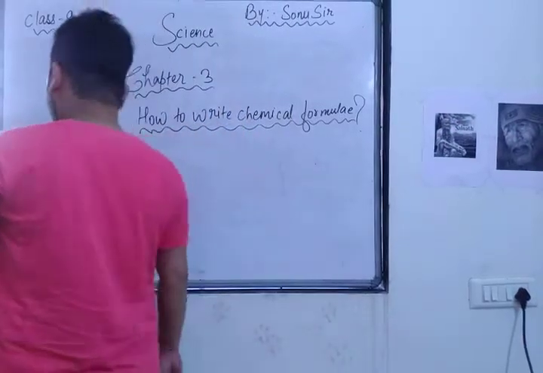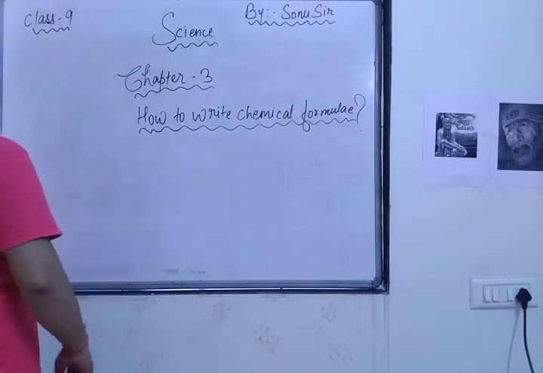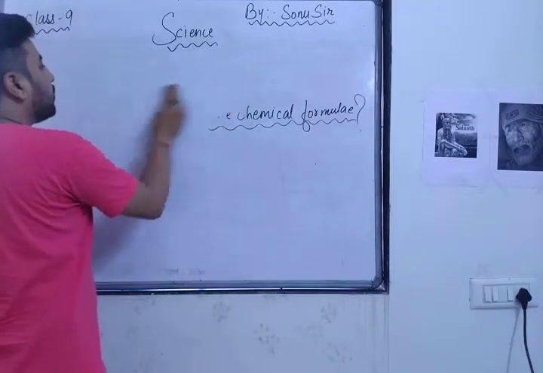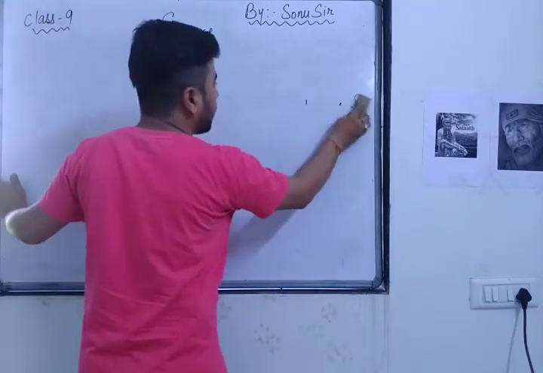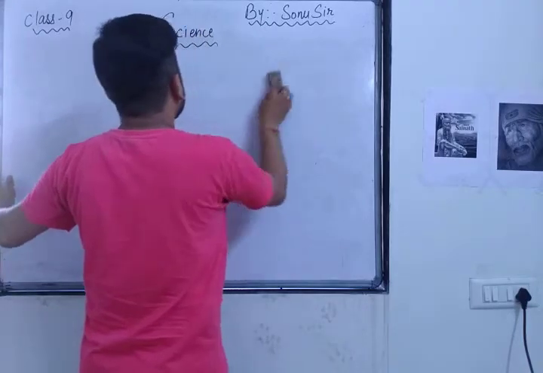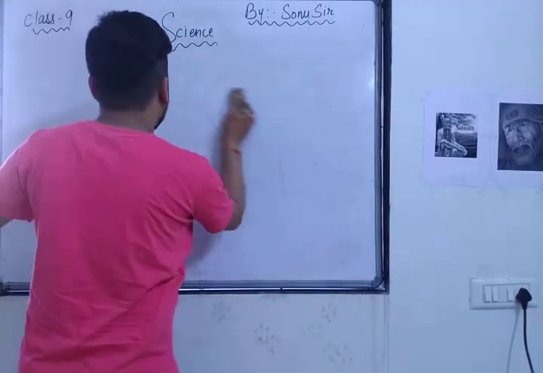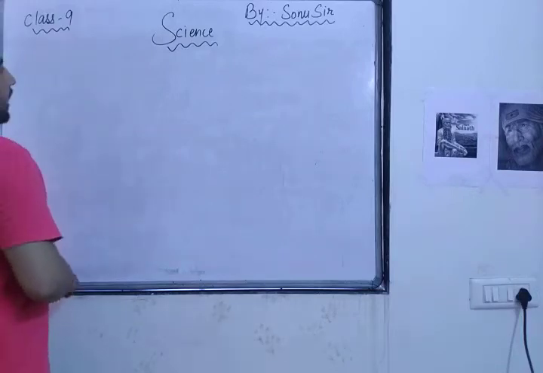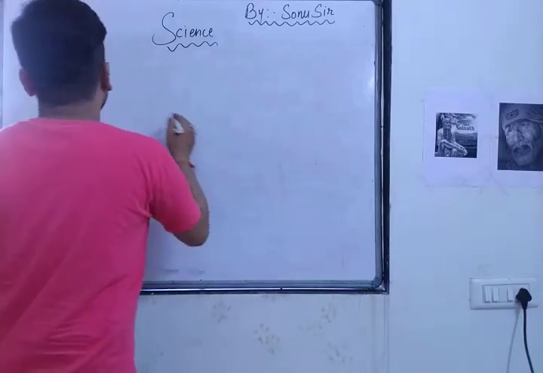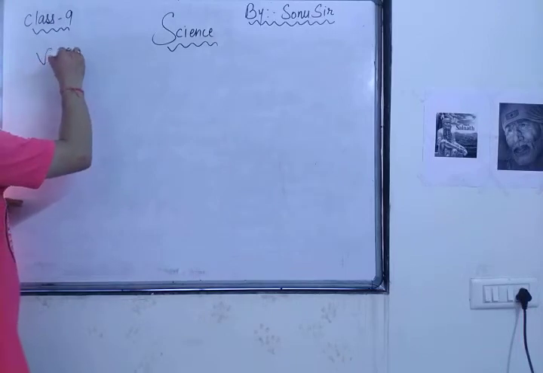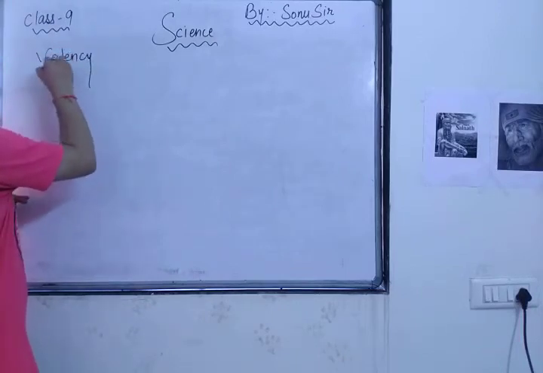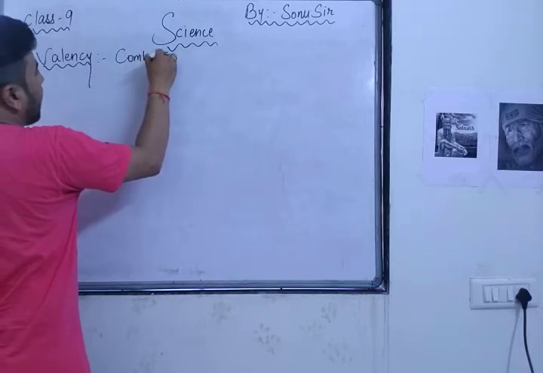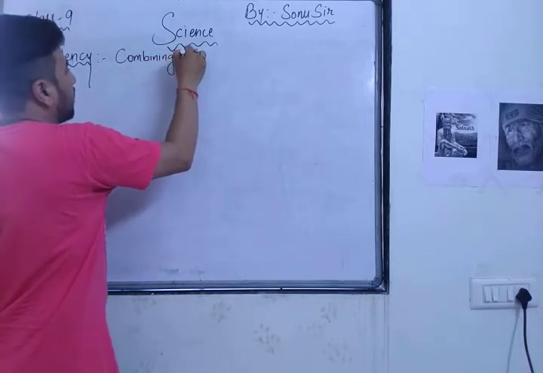In the previous video I had explained the valency. Can you tell me what is valency? If you know the valency, then it's very easy to write chemical formulae. You must know the valency of the compounds, as I had informed you. First of all, what is valency? You can write the definition of valency. Valency means combining capacity of an element. You can write this definition in your notebook.